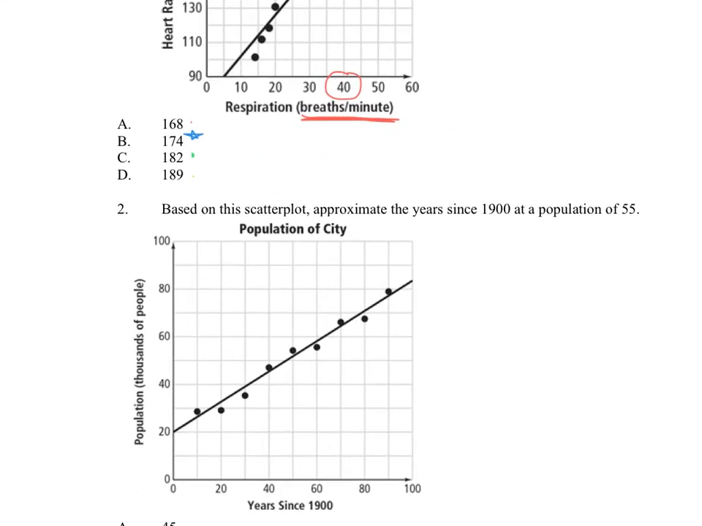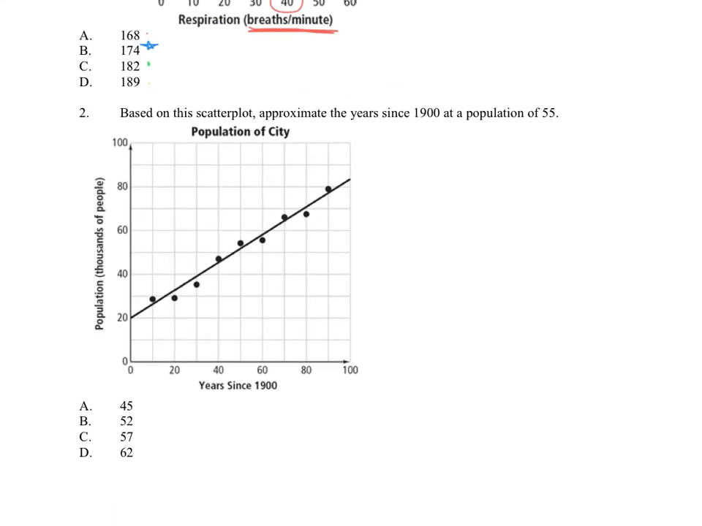And that's how we want to do the rest of these too. Based on the scatter plot, approximate the years since 1900 at a population of 55. So a population of 55.